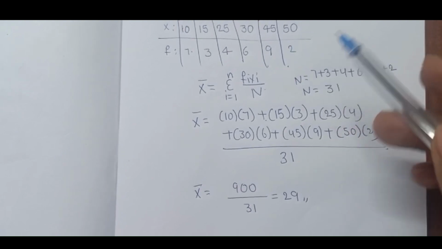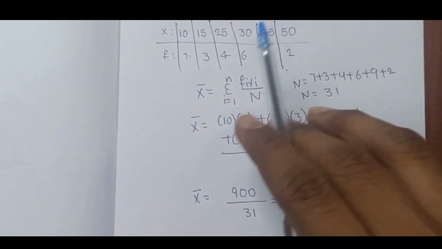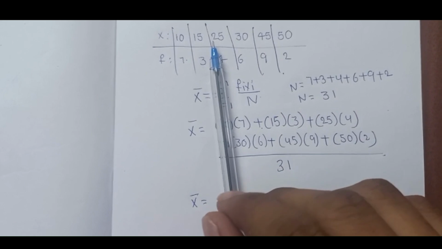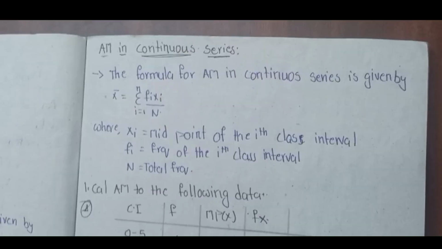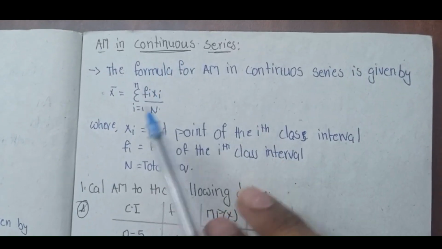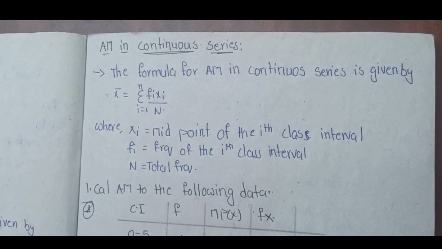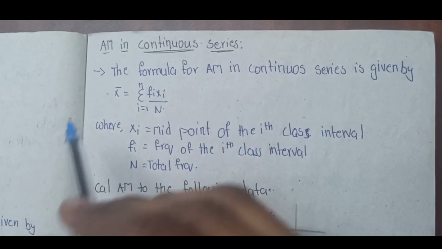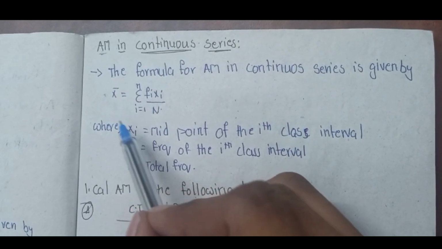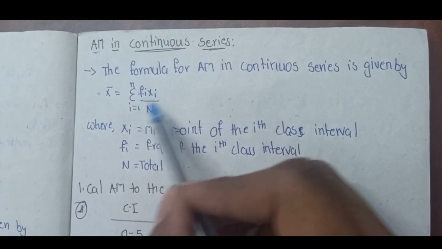Before, we have seen how to find the arithmetic mean in individual series also. Now we will find the arithmetic mean in another series, and that is the last series. Coming to the third type, that is continuous series. What is the formula for finding the arithmetic mean in continuous series? Here, x bar represents the arithmetic mean. X bar equal to sigma i equals 1 to n fi xi by n.